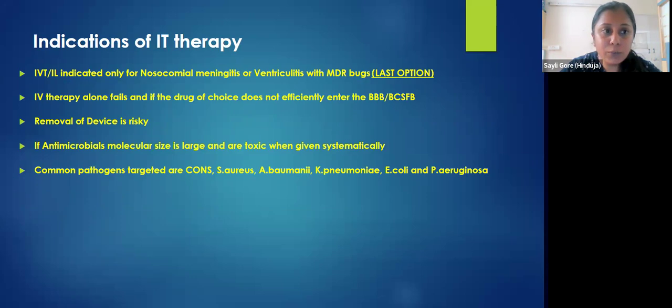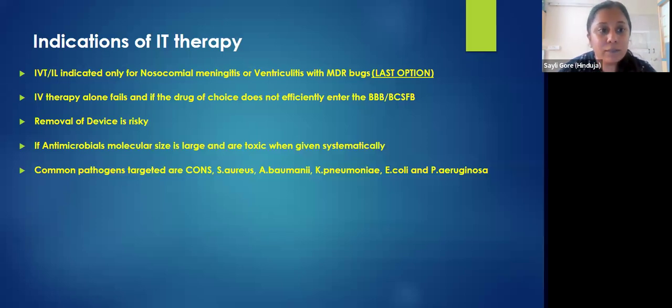And the indications for this route are only for nosocomial, not community acquired, especially post-operative neurosurgical infections, that is meningitis or ventriculitis. If they are having multi-drug resistant bugs, they are not at all indicated empirically, and they're always chosen as a last option, especially because of the devices. When patients come with stroke or any intracranial hemorrhage, EVD or VP shunts are placed in them. These devices are most commonly associated with these kinds of infections.